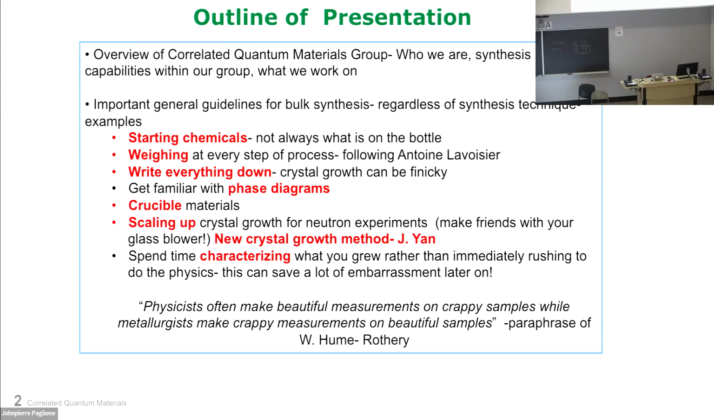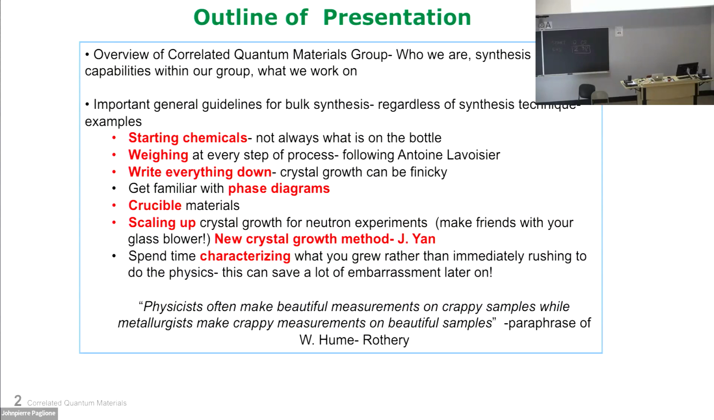Talk a little bit about crucible materials, how to scale up to grow larger quantities of materials, particularly larger single crystals. At Oak Ridge, we have a lot of neutron capability. And to do inelastic neutron scattering, you typically need a crystal about the size of your thumb. So that, for a lot of materials, is difficult to do. I'll give you some examples of how that's done.